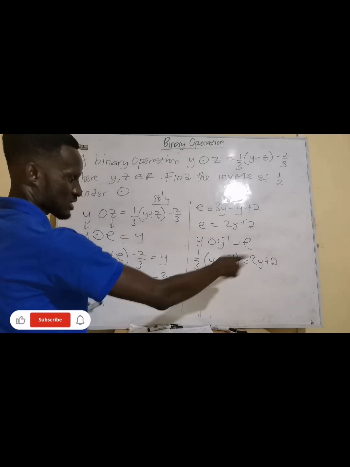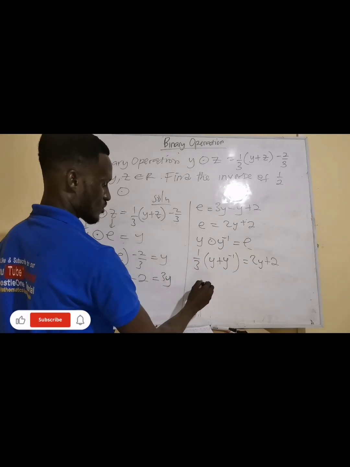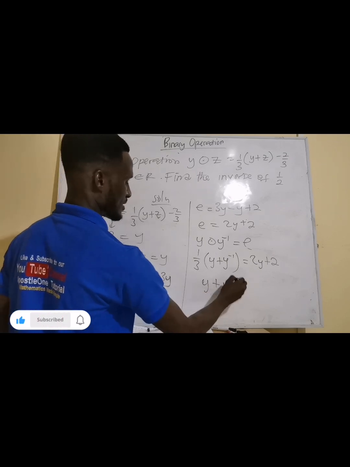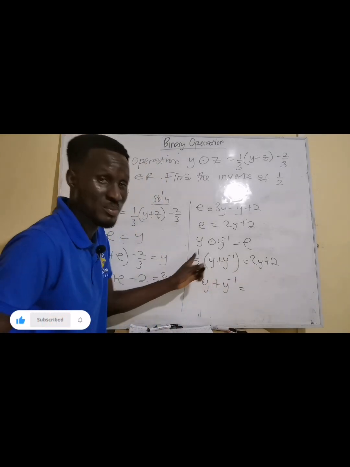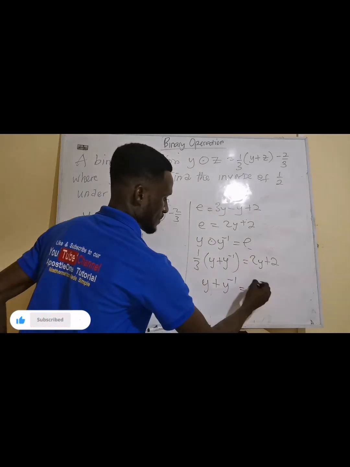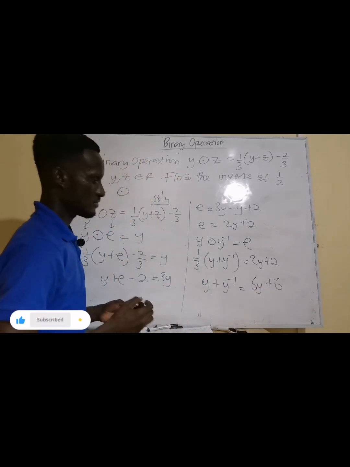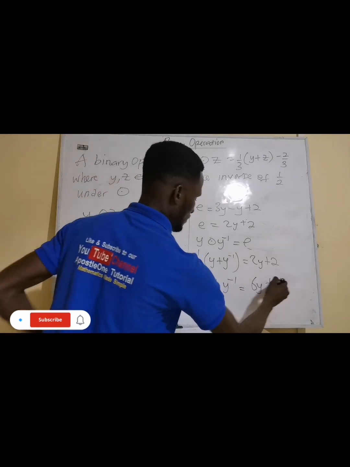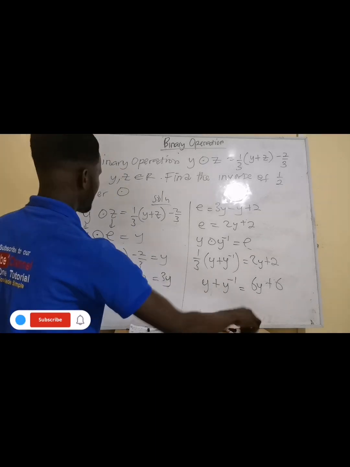Now at this point, you multiply 2 by 3. Here times 3, it will cancel. So I'm going to get y plus y inverse equal to this one times 3. We are multiplying 2 by 3. You see, we have to clear fraction. So this 1 times 3 will give us this y. This 1 times 3 will give us 6. I hope it's simple. So our main motive is to solve for y inverse.